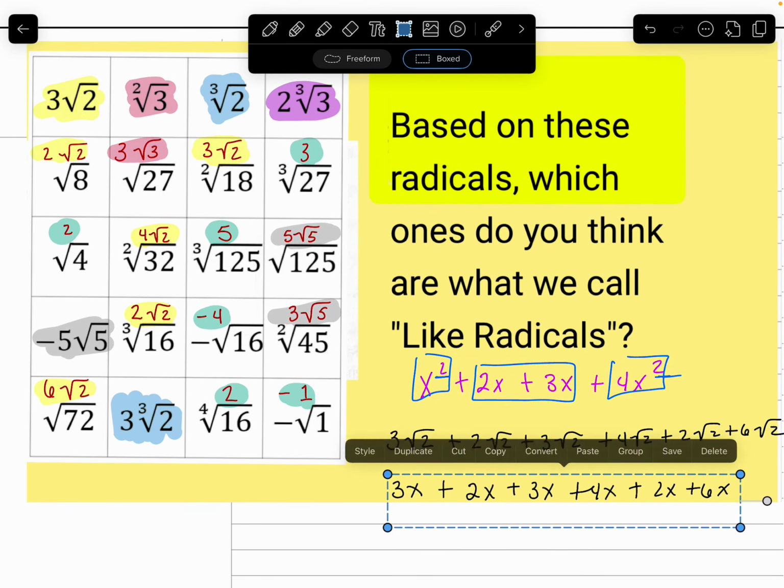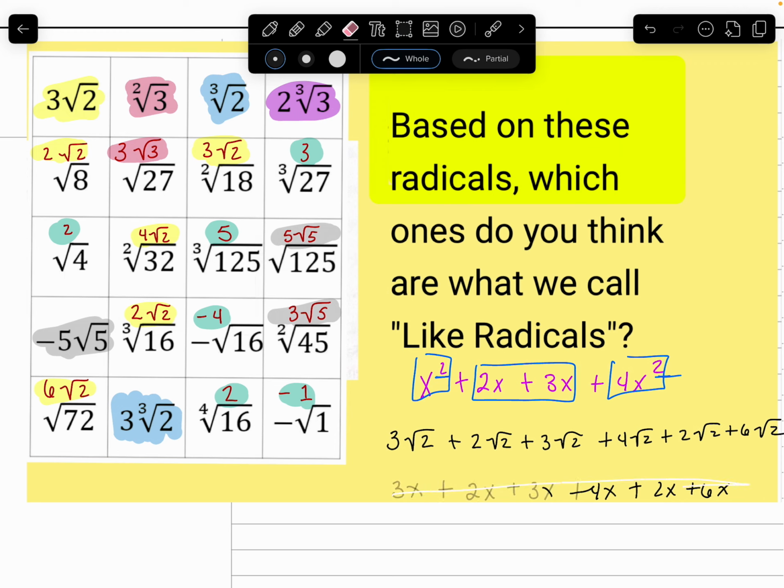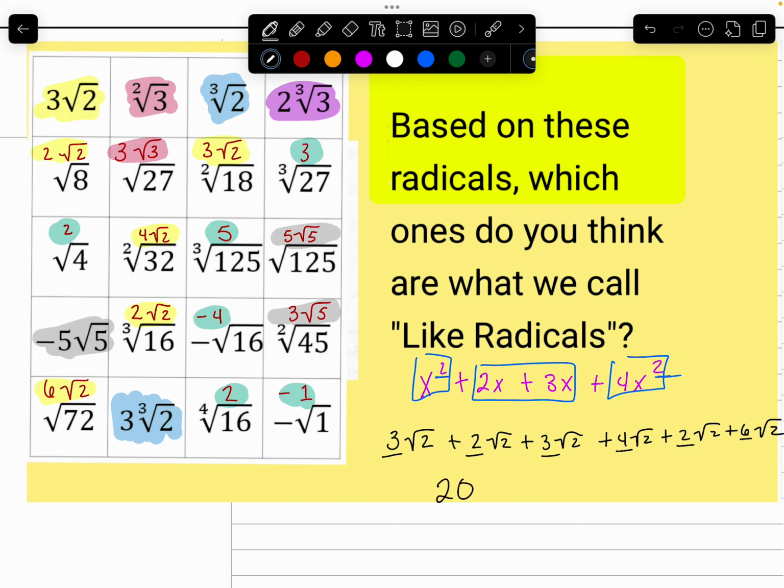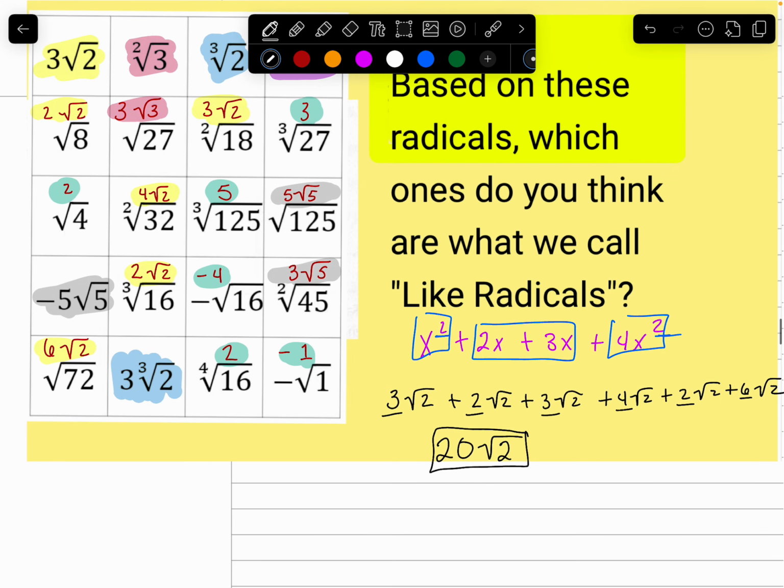Okay? So if we add all of them, we should get, so 3 plus 2 is 5, plus 3 is 8, plus 4 is 12, plus 2 is 14, plus 6 would be 20. So we would get 20 square root of 2. Okay, so there's 20 square root of 2's. So that's how you would add them. So let's try the square root of 5's. Okay, adding and subtracting, it also applies to this.